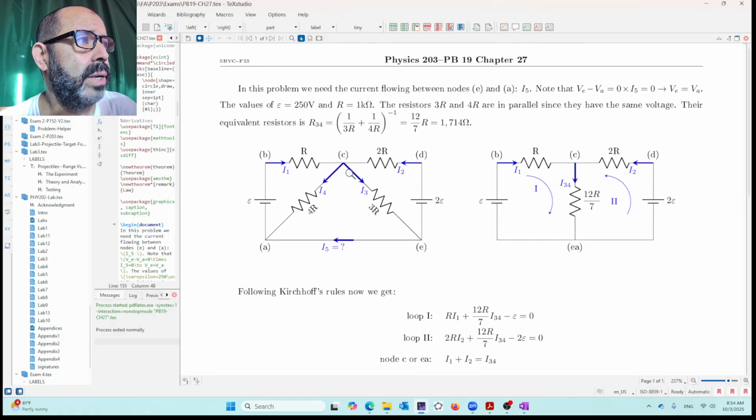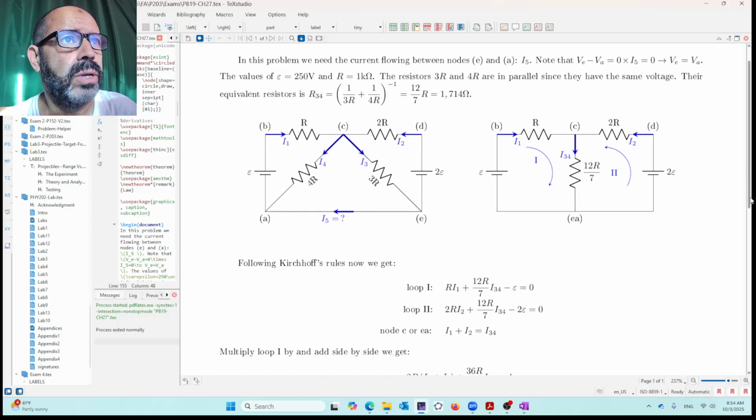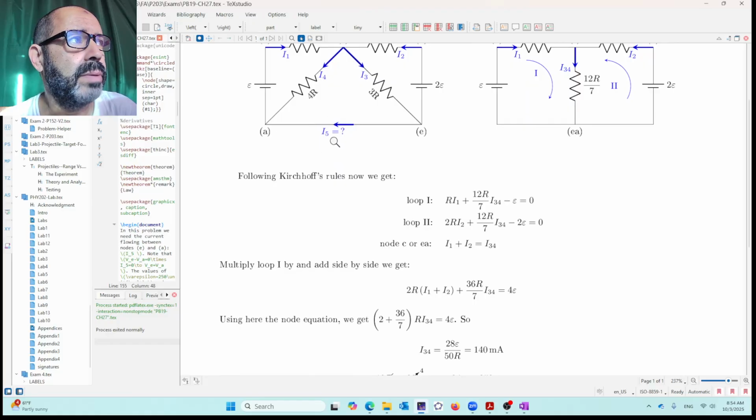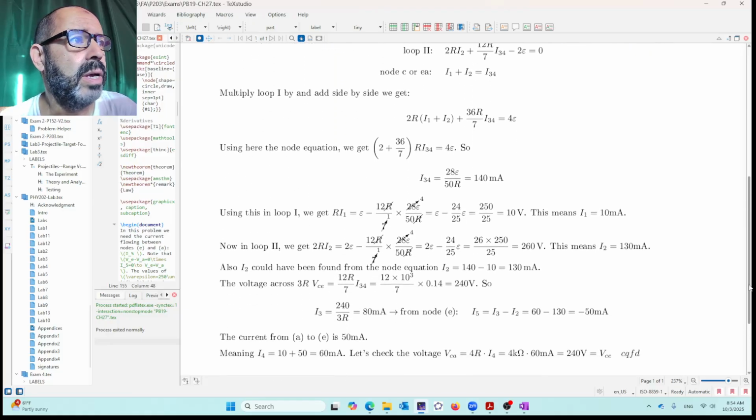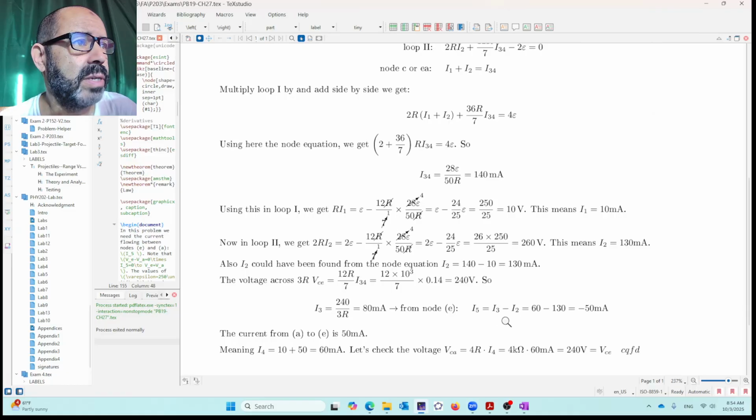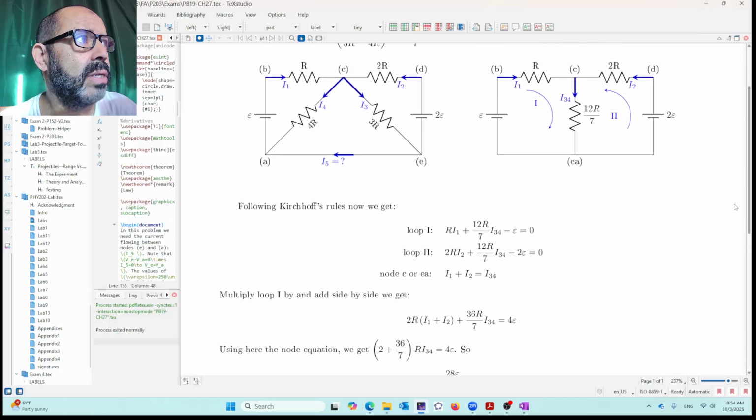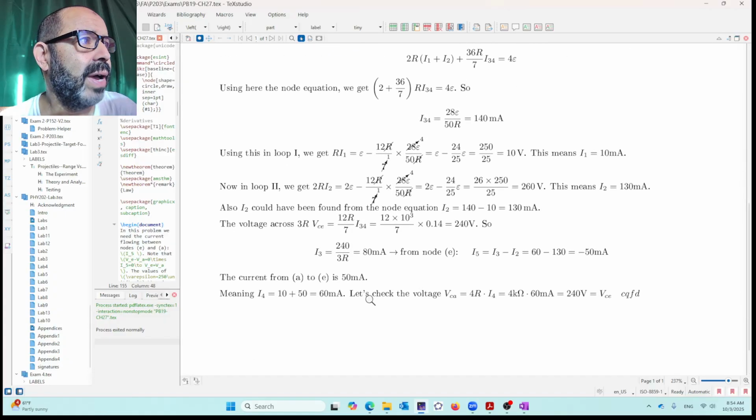So here is 130 coming out and only 80 coming in. So this current, if I do the algebra, turns out to be negative. That means the current is coming this way, because if you have 80, you need to add to it 50 to combine to give me 130. So we had the direction backwards, so the value should be negative. And indeed it is, because I5 is I3 minus I2, which is 60 minus 130, it's negative 50 milliamp. So the current is not flowing from E to A, instead it's flowing from A to E, and its value is 50 milliamp.